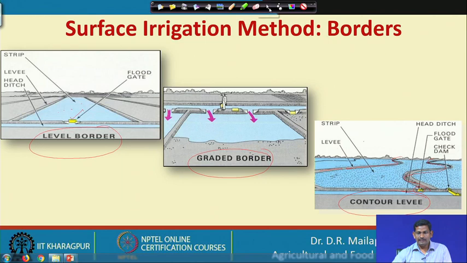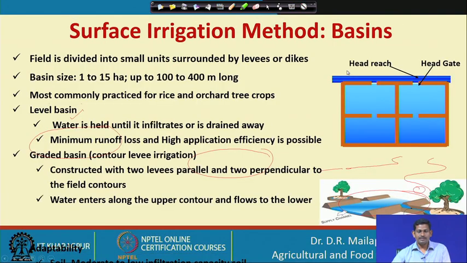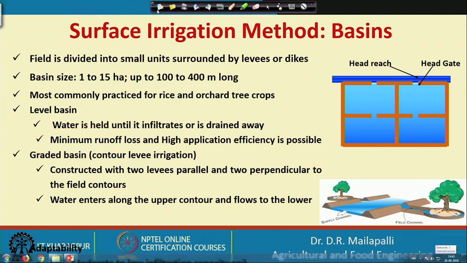And then the next is the basins. This is also a kind of surface irrigation method. Basically, basins are rectangular or circular, surrounded all around by levees or dikes. We call these the dikes or levees. So, this is one basin, this is a second basin, third and fourth basin. These are called basins.